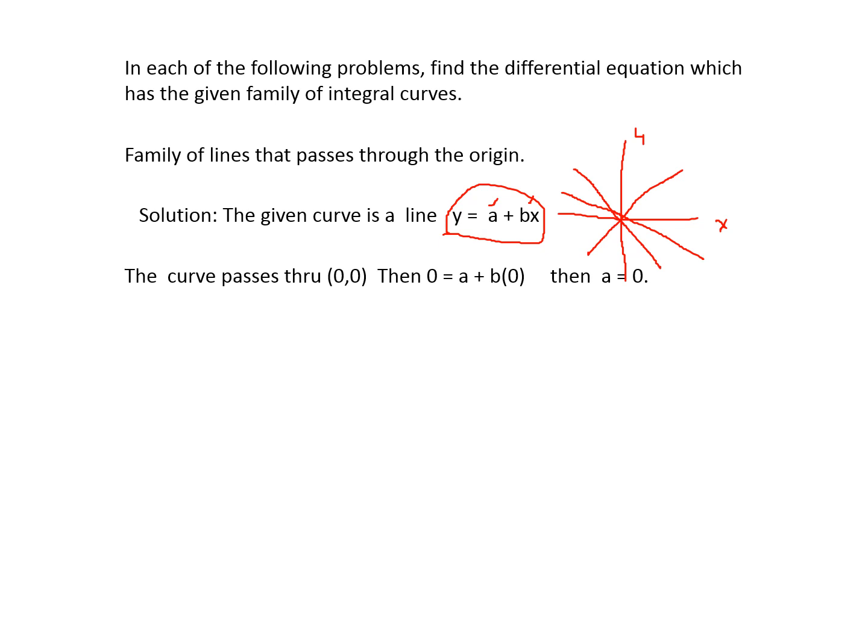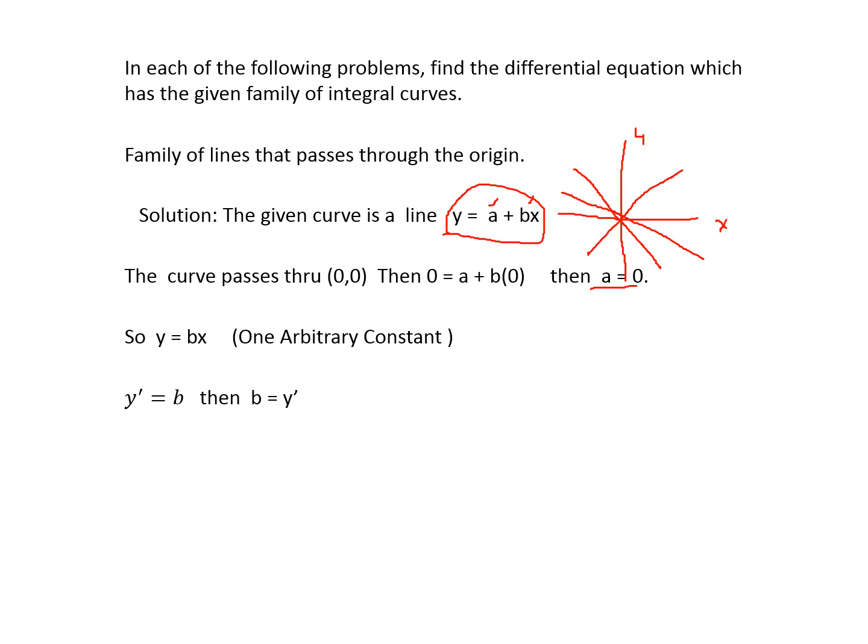This is y is 0 and x is 0. So 0 is a plus b times 0. Then you can determine a is 0. That's the y-intercept, and the y-intercept will always be 0. So y now is bx. There is just one arbitrary constant here. How many arbitrary constants? Just one. Differentiate once. y prime is b.